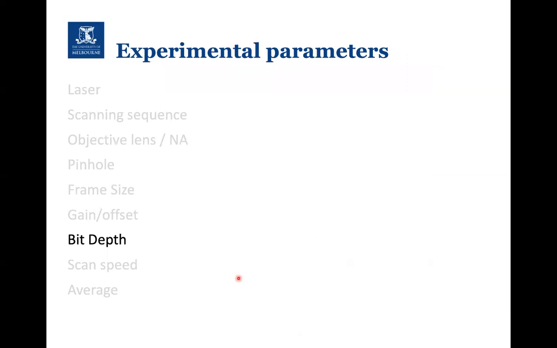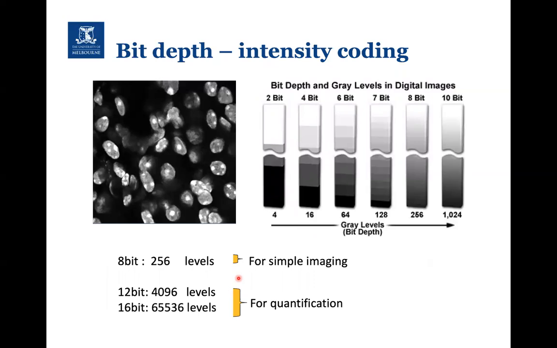Next thing is bit depth. So again, a detector setting. Most confocals will allow you to change the bit depth of the image. This is essentially the number of grayscale values that you have within your image. For a 2-bit image, you have 4 grayscale values, for a 4-bit image, 16 grayscale values. So it's 2 to the power of your bit depth. 2 to the power of 8 gives you 256 grayscale values. This is normally the default setting on systems.